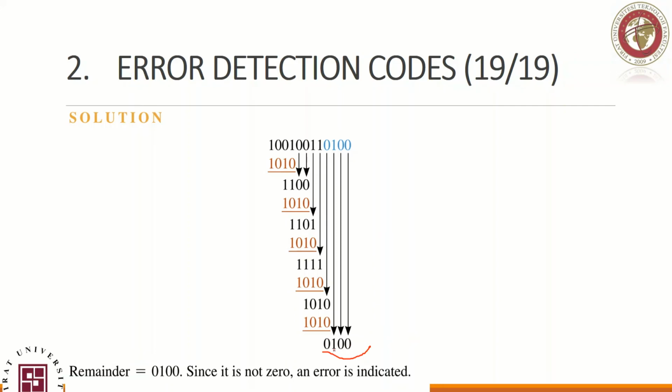We must not get a remainder. We must get zeros. And in that case, if there is an error, it will be indicated that we have an error, and you should repeat sending or resend the message to the receiver. That's it for this chapter. And we are done with chapter 2.